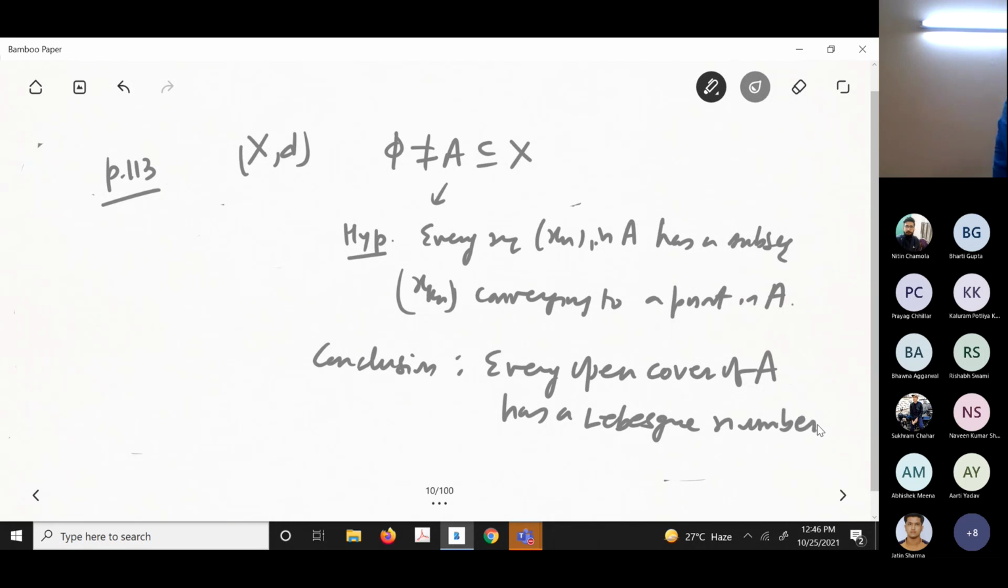Now look, basically this is equivalent to, now you know by sequential characterization, A is compact. That means if A is compact, every open cover of A has a Lebesgue number. That's the proof. That's the result. That is exactly Theorem 5.15: let A be a non-empty compact subset, then every open cover of A has a Lebesgue number. So if you use this result and the sequential characterization of compactness, then it is immediate.